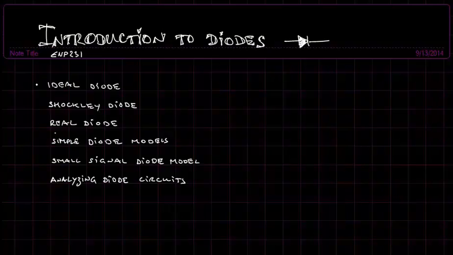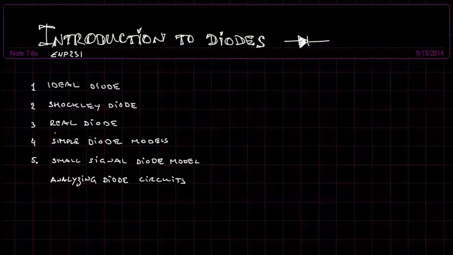etc. So we're going to split this up over several lectures, and we are going to begin by talking about the ideal diode. Then we'll describe the Shockley diode, which is an exponential relationship or equation that describes the underlying physics of a diode. And then we'll look at some variations, discrepancies between the Shockley diode and a real diode. And then we will develop, fourthly, some simple diode models that we will use when analyzing diode circuits.